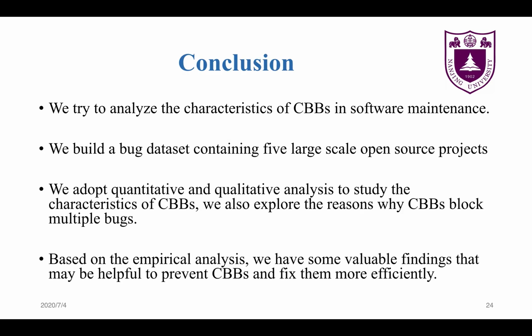Finally, we summarize our paper. In this paper, we want to analyze the characteristics of special types of bugs, CBBs. In order to do it, we built a CBB dataset containing 5 large-scale open-source projects. Then we adopt quantitative and qualitative analysis to study the characteristics of CBBs. We also explore the reasons why CBBs block multiple bugs. Finally, based on the empirical analysis, we have some valuable findings that may be helpful to prevent CBBs and fix them more efficiently.